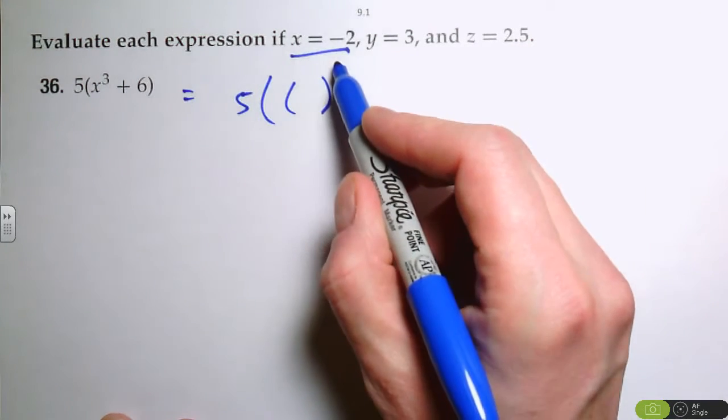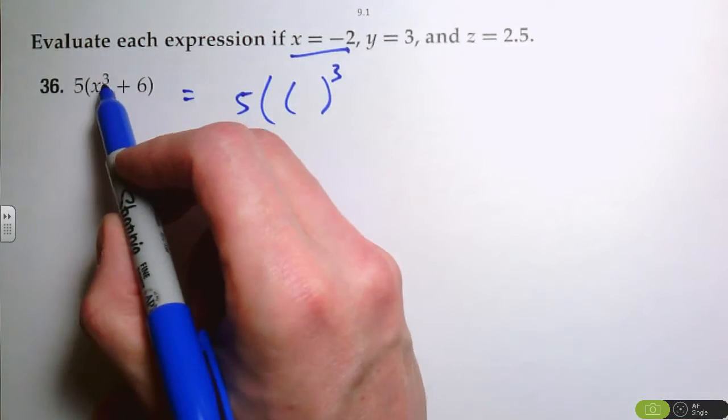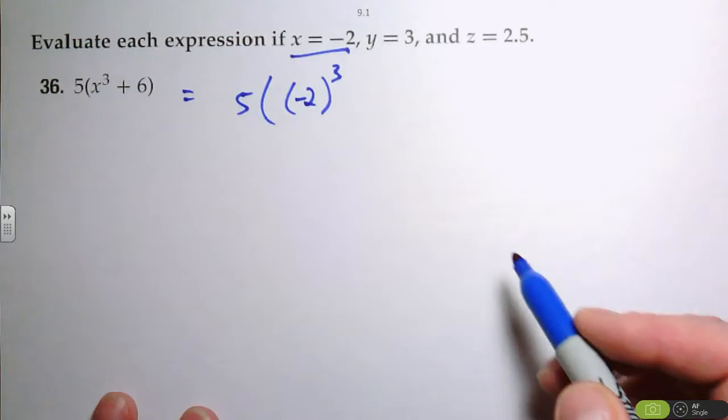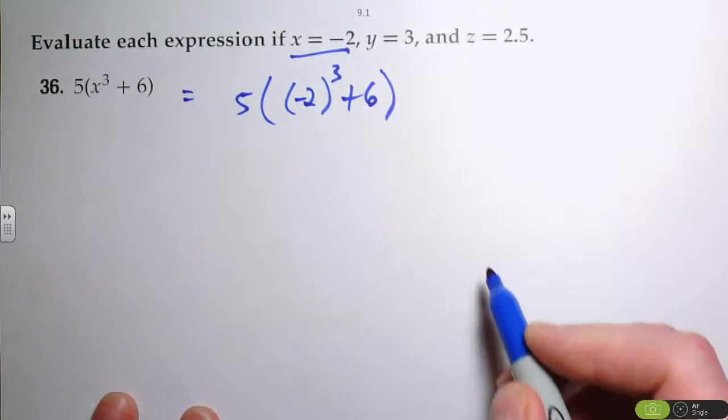Now here's something else I've been doing all year, and I've said later on we get to why. Here's why. When I replace x with negative 2, I have to put that in parentheses as well. And then plus 6, and that's what we're going to evaluate.